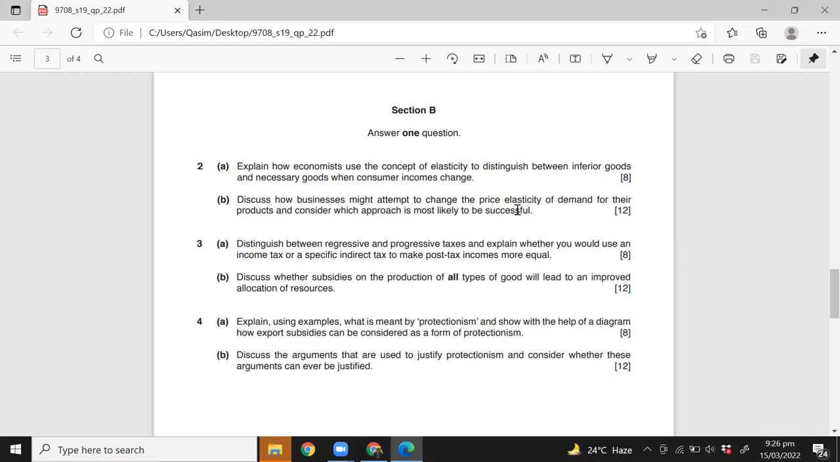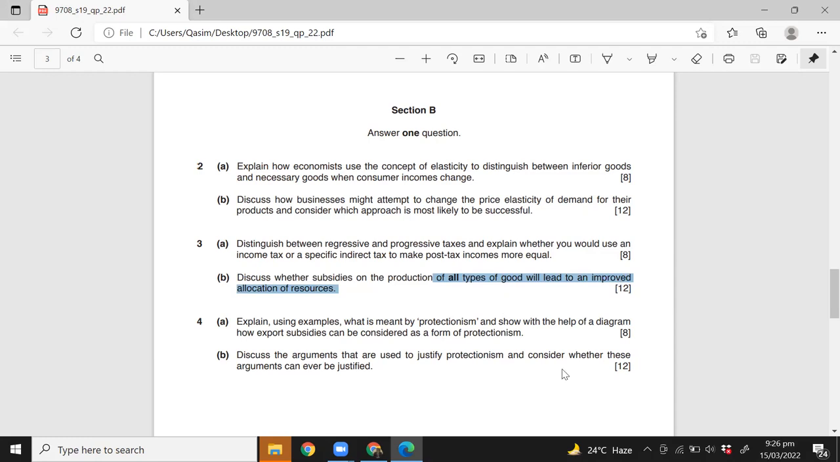Then question 3 says, distinguish between regressive and progressive taxes and explain whether you would use an income tax or a specific indirect tax to make post-tax incomes more equal. Then, discuss whether subsidies on the production of all types of goods will lead to an improved allocation of resources.